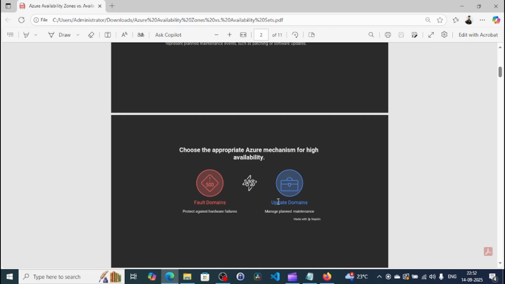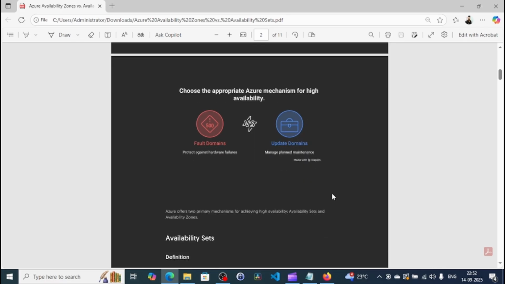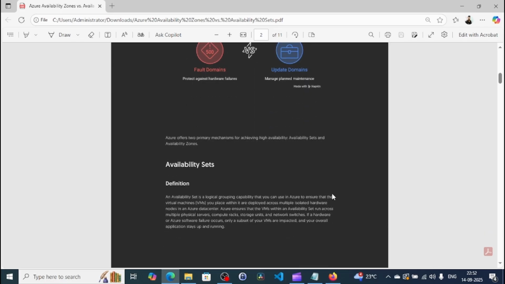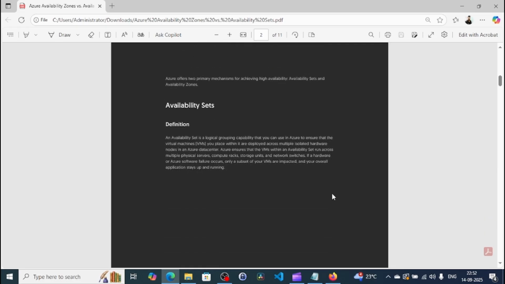Second, update domains. These protect against downtime during planned maintenance. Azure doesn't patch or restart all servers at the same time. Instead, it staggers them across update domains. So, by distributing workloads across fault domains and update domains, Azure reduces the risk of a single failure impacting all your VMs.